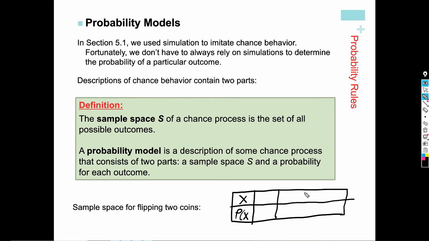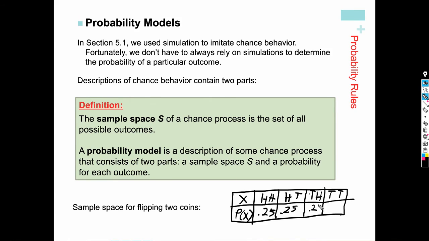So if we flip two coins, there are four different outcomes that we could get. We could get two heads. We could get the first flip being heads and the second flip being tails. We get the first flip being tails and the second flip being heads. Or we could get both tails. And each of these are equally likely to happen. Each of these four have the same chance of happening, so they each have a probability of 0.25, or 1/4.